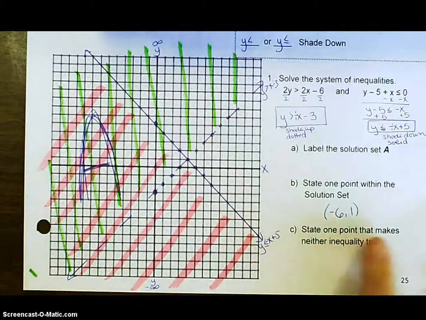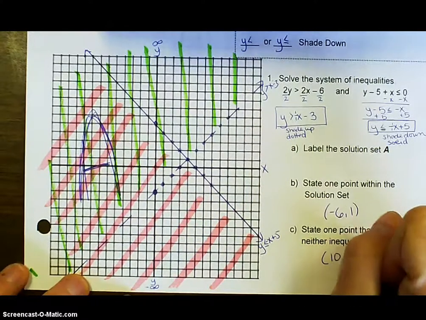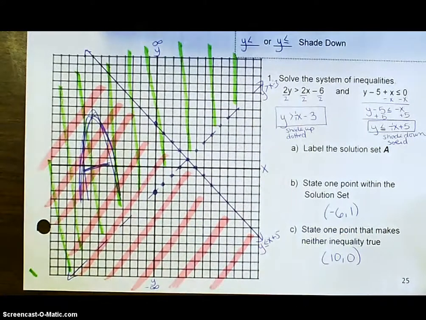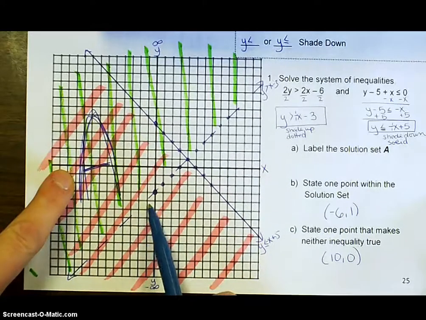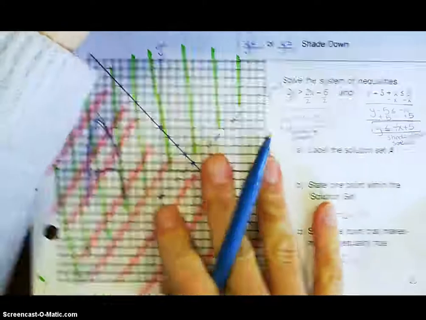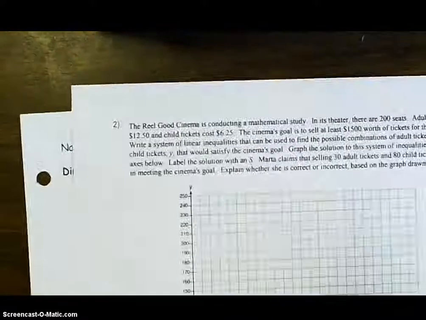Now, state one point that makes neither inequality true. That means neither of the inequalities is shaded, so that's the unshaded region. So I'm going to go ahead and just pick 10, 0, and then we've got it. So be very careful. You don't want to pick a point for your solution set that's on the dotted line, because remember, dotted lines do not count. All right, it's a very nice job so far. Let's go ahead and flip it over.